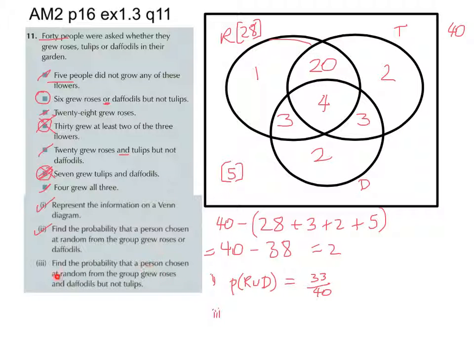And the probability that a person chosen at random grew roses and daffodils but not tulips, so an and is intersection, so roses and daffodils is this section here, but not tulips must be just this section here. So probability of, just to give you the set notation, roses and daffodils but not tulips is 3 out of 40.